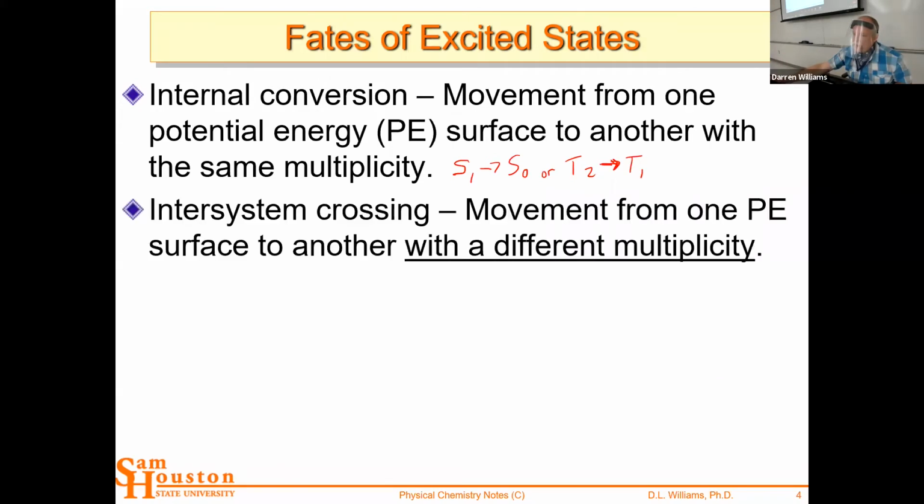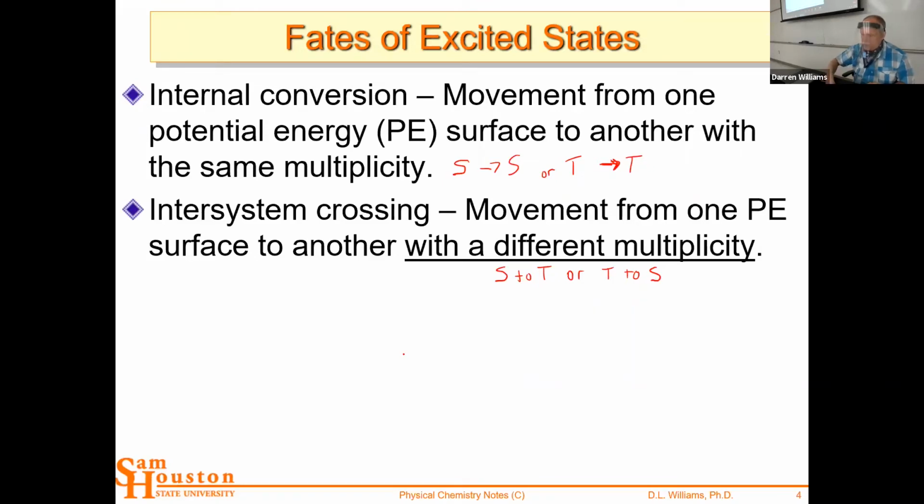And then we also have intersystem crossing, movement from one potential energy surface to another with a different multiplicity. So in this case, it would be like an S to T or T to S. Actually, we don't even need those little subscripts. You can mark through those because we're just talking about the capital letters at this point. So intersystem crossing is when you go from T to S or S to T, meaning triplet to singlet or singlet to triplet.